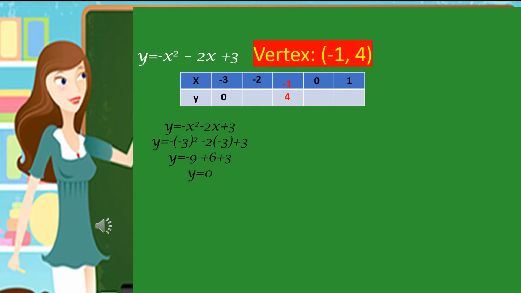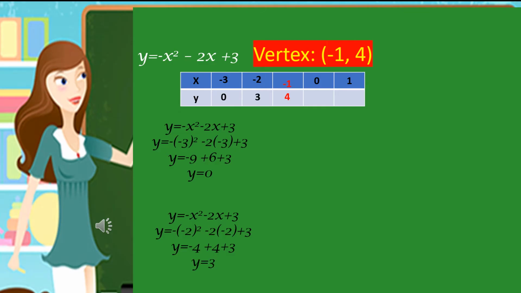Then, if x is equals to negative 2, we have y is equals to negative 2 squared minus 2 times negative 2 plus 3, then simplify, y is equals to negative 4 plus 3, so y is 3.